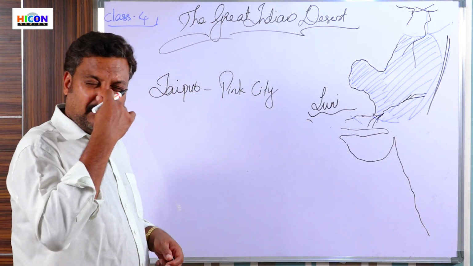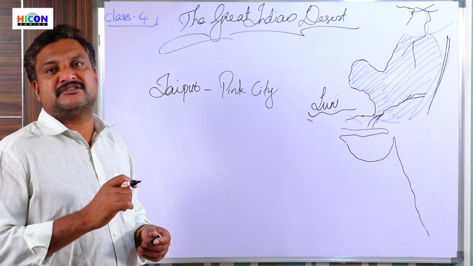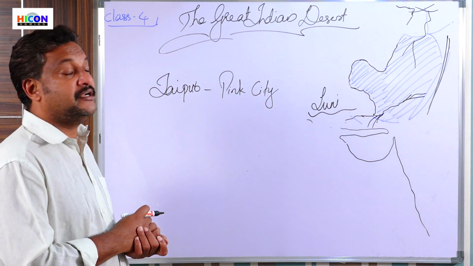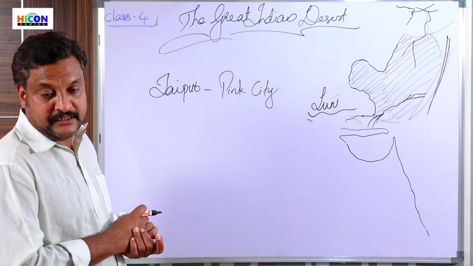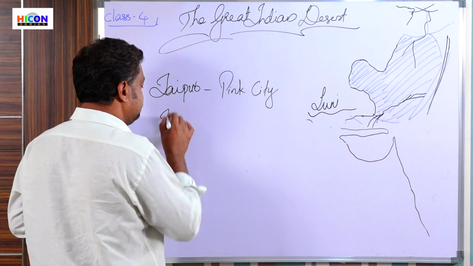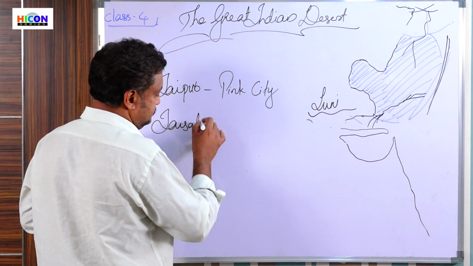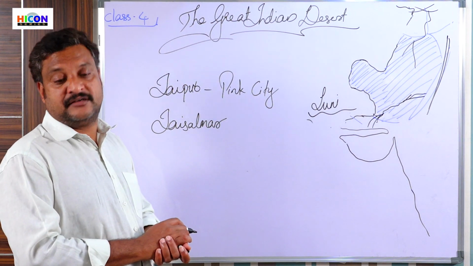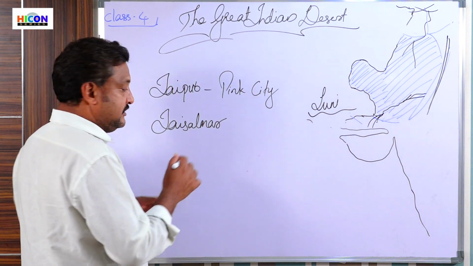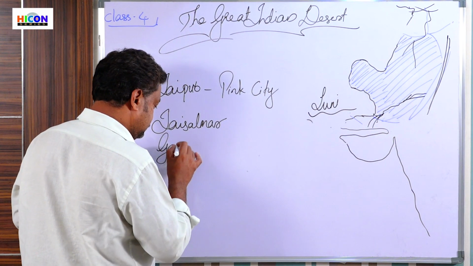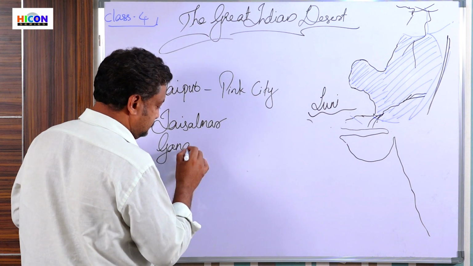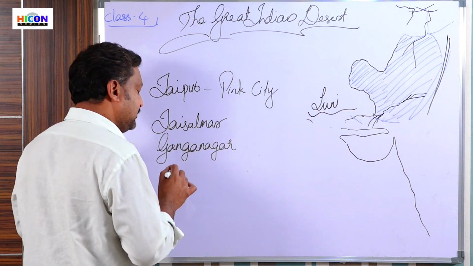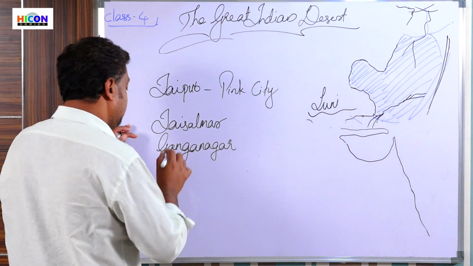Because there are a large number of constructions on sandstones, that makes it look pinkish, and that is known as the Pink City of India. Then we have Jaisalmer. Another famous city in the Thar Desert region is Jaisalmer. Then we have Ganganagar. Then we have Bikaner.